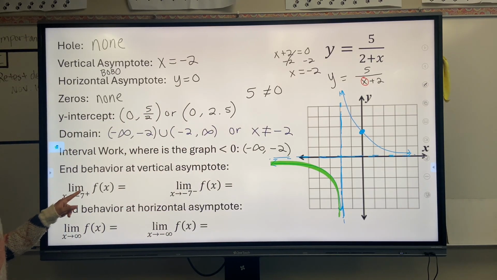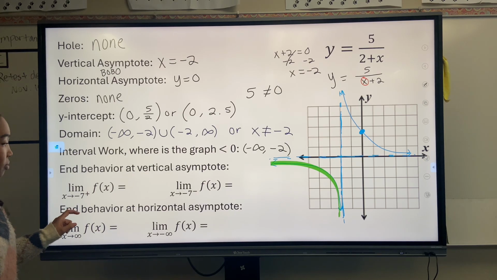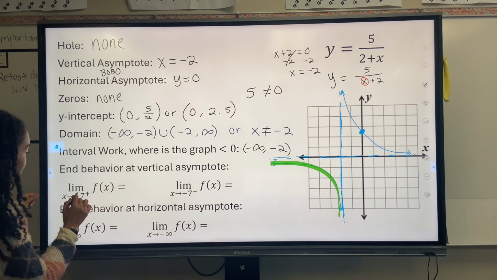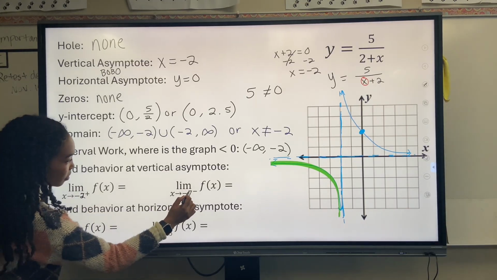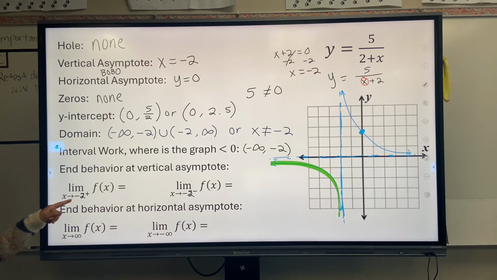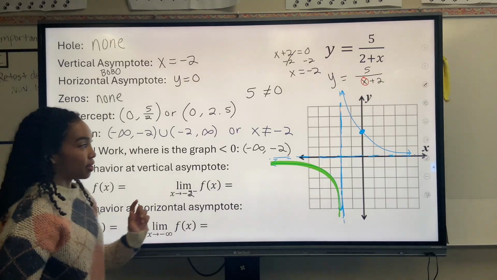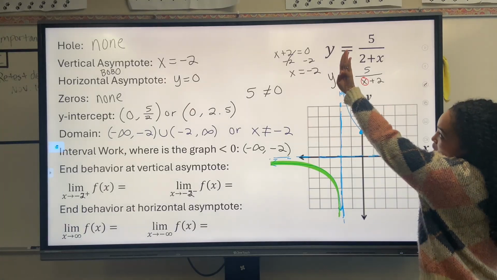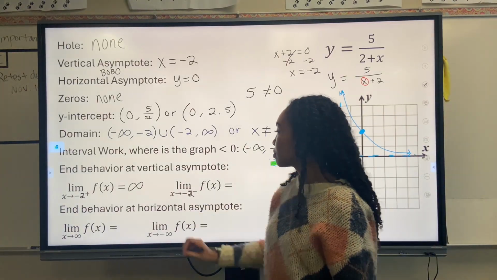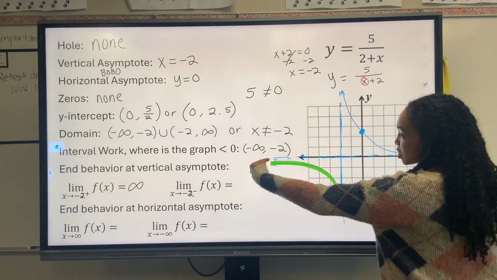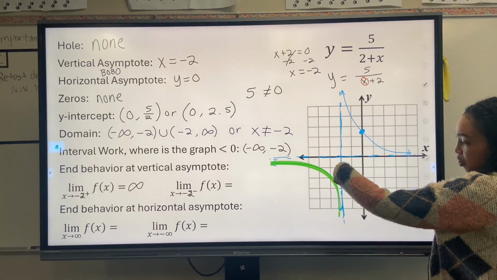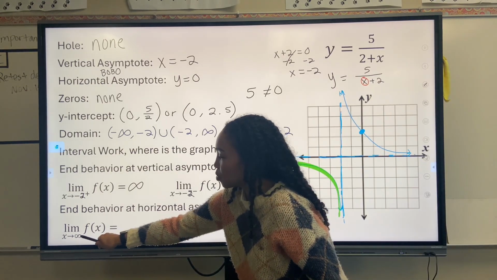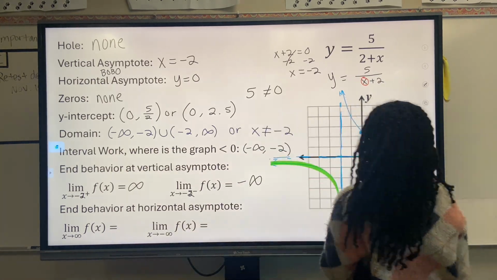End behavior at the vertical asymptote. I believe this should be a negative 2. There we go. All right, so as we approach negative 2 from the right side, as I approach the asymptote, I go up. So this is infinity. And as I approach the asymptote from the left side, I go down. That's negative infinity.